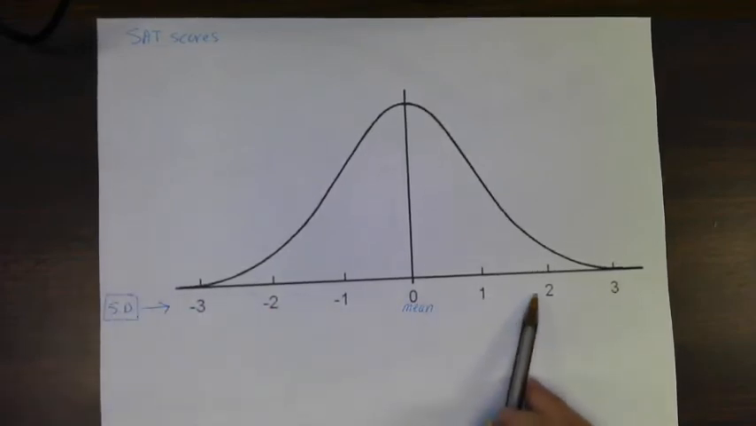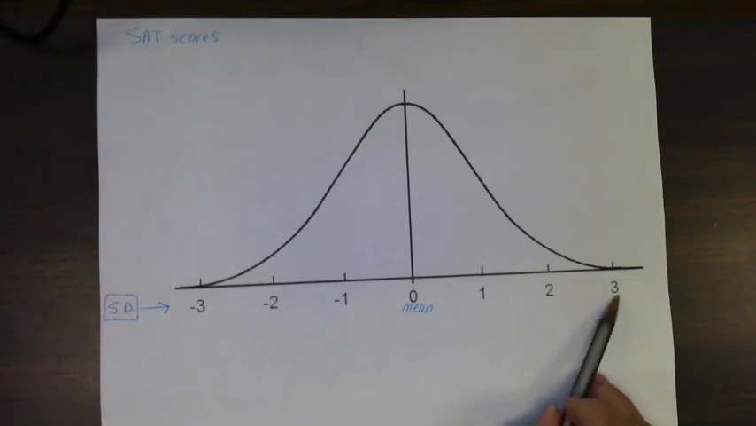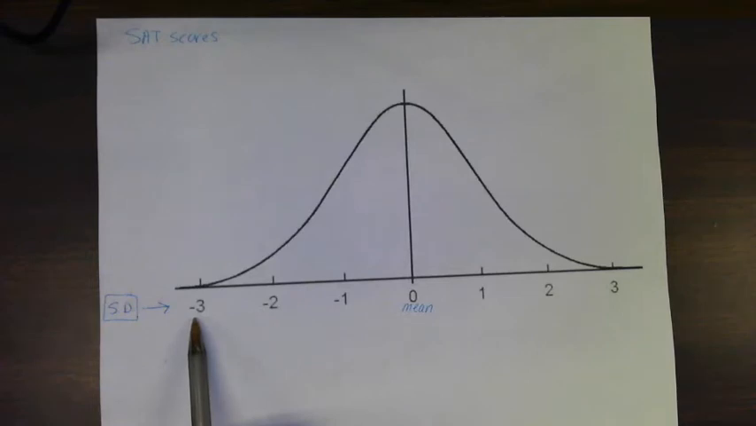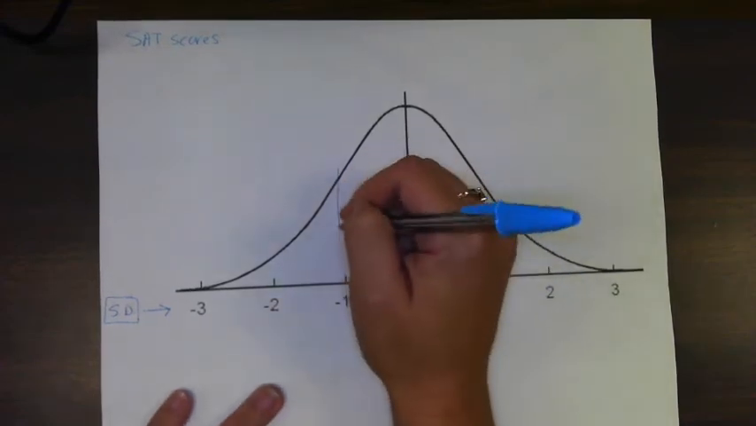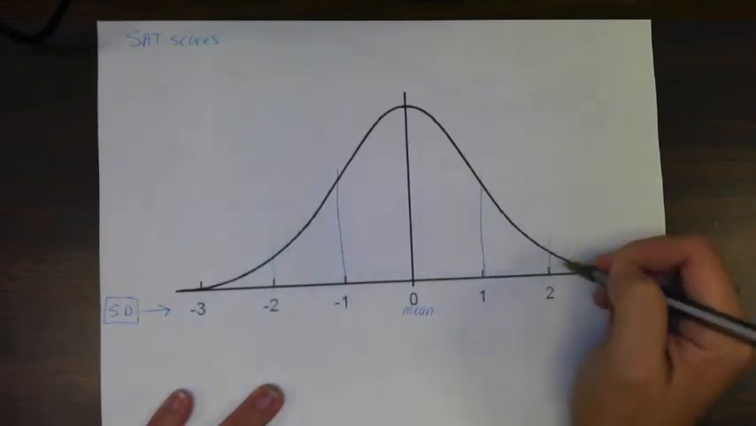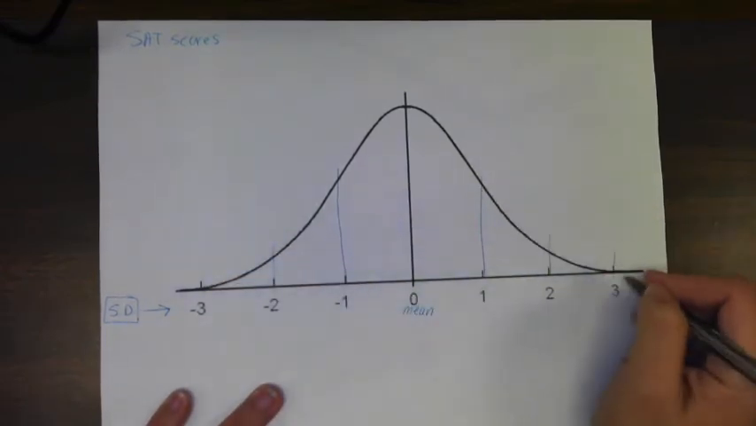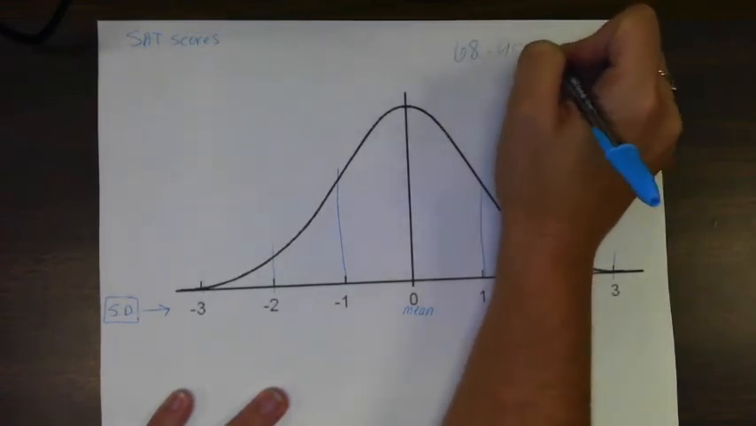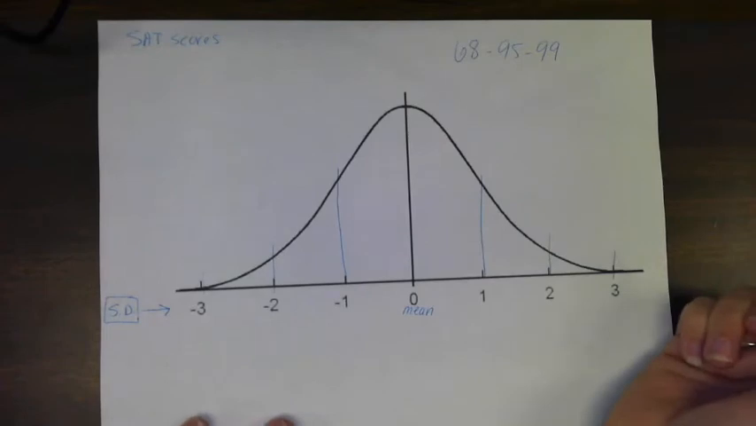To the right would be one standard deviation greater than the mean. To the left would be one standard deviation, etc., lower than the mean. That's why they're negative. All normal models follow the same percentages between these standard deviations. And so you need to memorize these: 68, 95, 99.